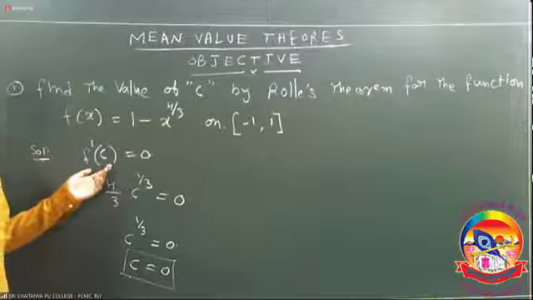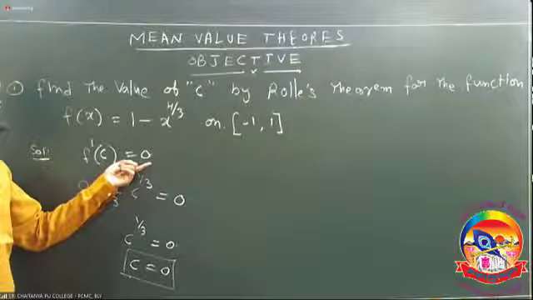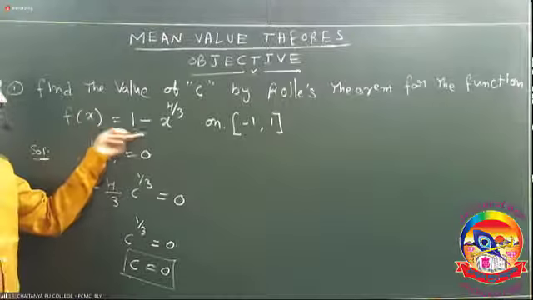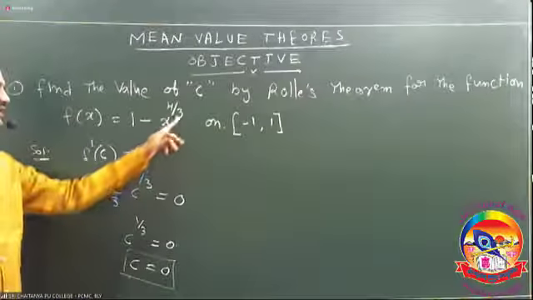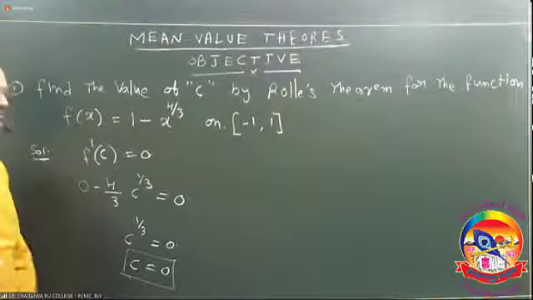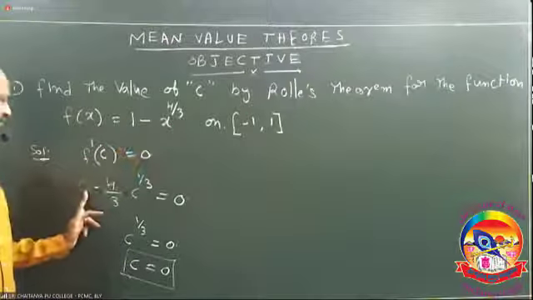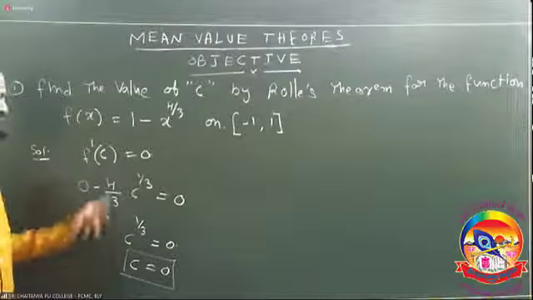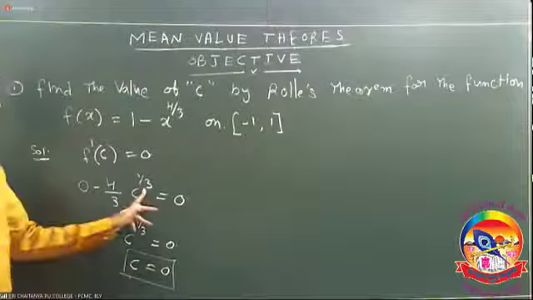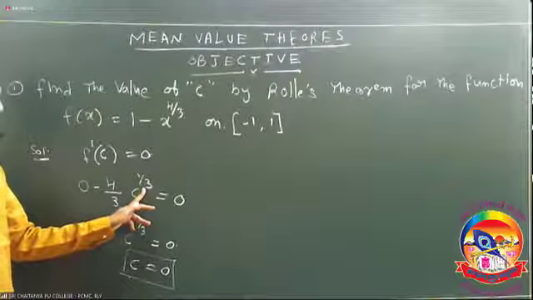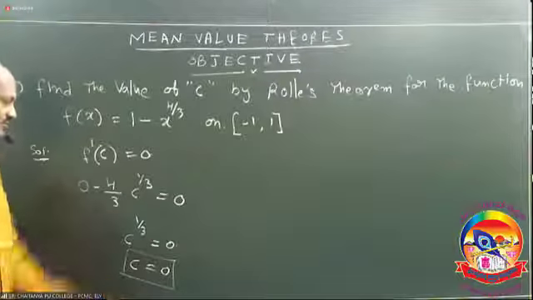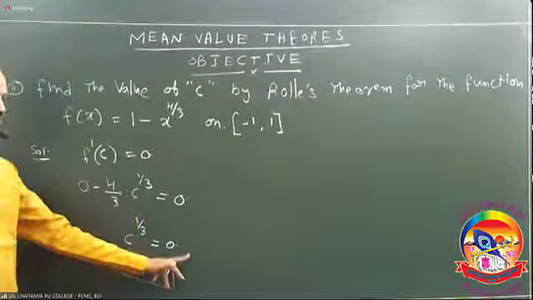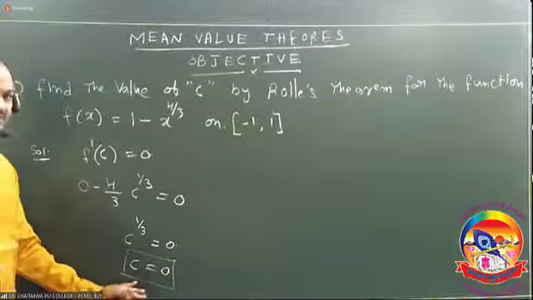In Rolle's theorem, how to find c value? f dash of c is equal to 0. It is f of x, find the derivative. Derivative of 1 is 0. Derivative of x power n formula is n x power n minus 1. That is 4 by 3 minus 1, okay? 4 by 3 minus 1 is 1 by 3. It is equal to 0 divided by constant, which is 0. Then we get c power 1 by 3 equal to 0. Clearly, c value is 0. Okay?